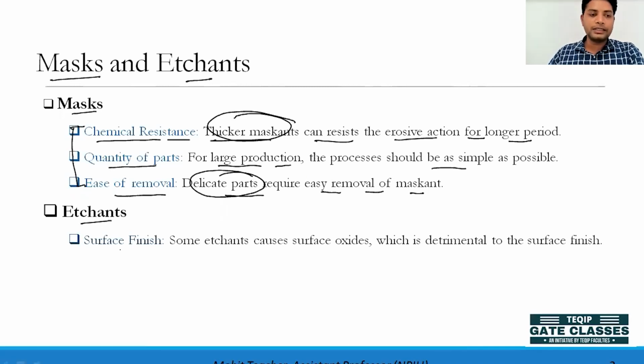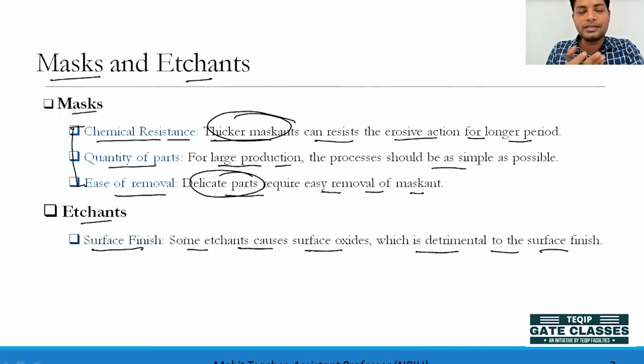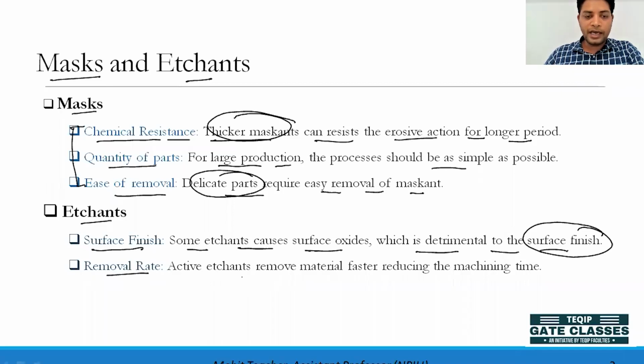Second is the etchants. What are the properties we have to keep in mind? Surface finish: some agents cause surface oxides which are detrimental to the surface finish. With NaCl and hydrochloric acid, HCl, there is no oxide, but when we mix it with water, obviously we have to mix it, at that time it will produce oxides. These agents produce oxide in very small quantities, but some produce oxide in very high quantity, which will damage the workpiece. Because of that the surface finish will be very poor, so we have to keep these things in mind. Removal rate: active agents remove material faster, reducing the machining time.